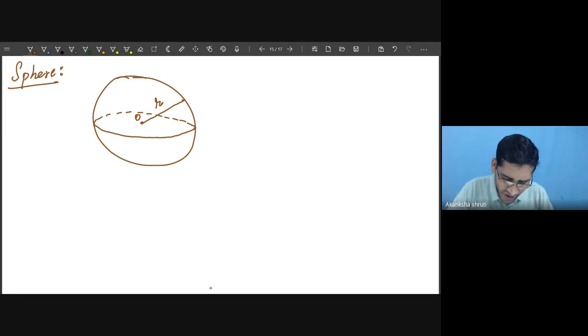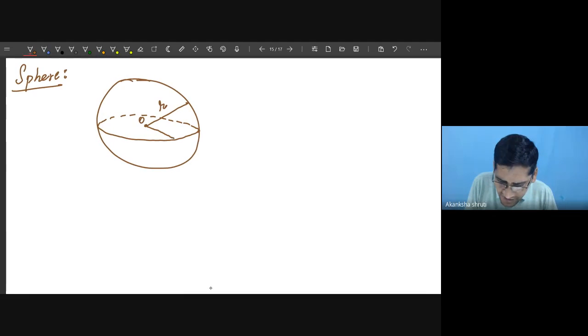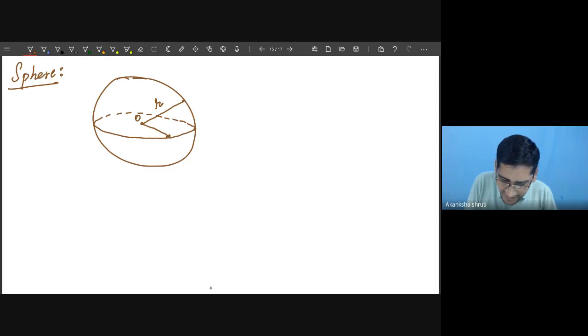So whether you measure from the center O to the bigger circle as R, or to the circle drawn in flat form, which is denoting the circular area, this is also R. So all are R here. Okay, students?